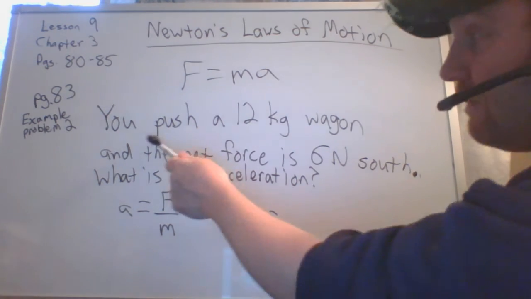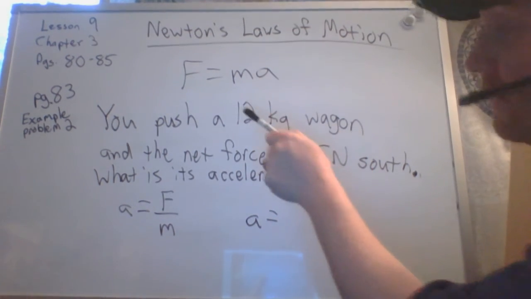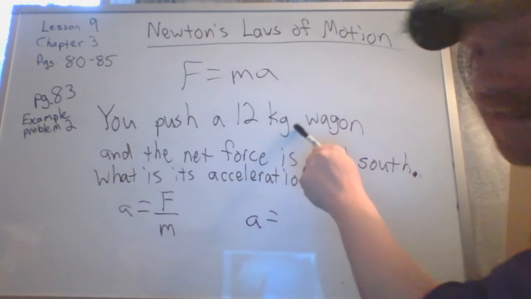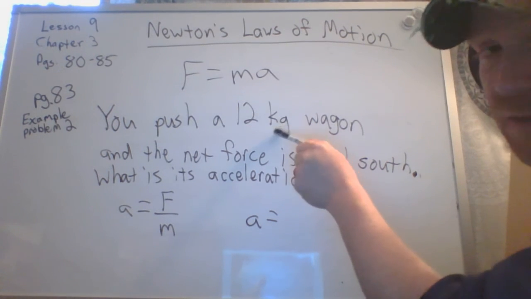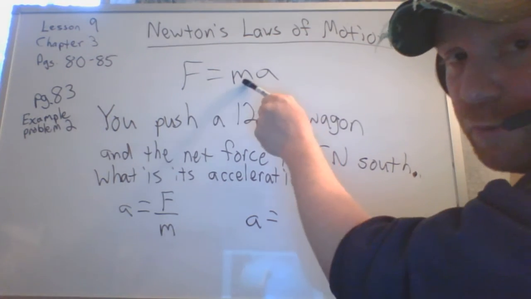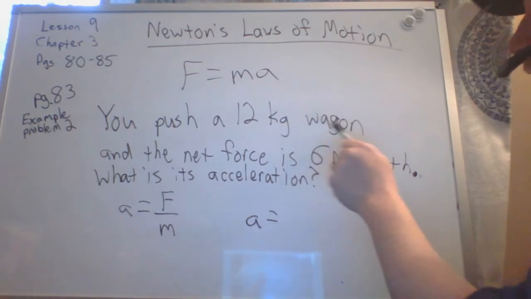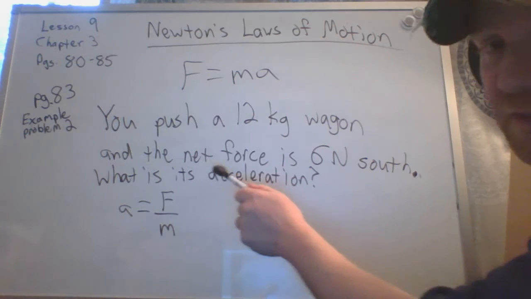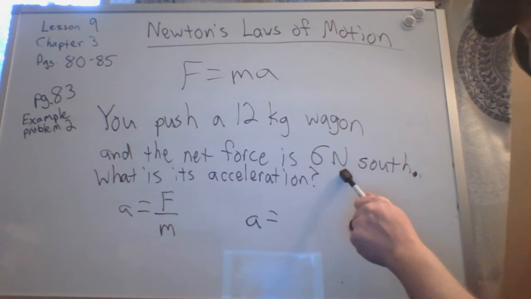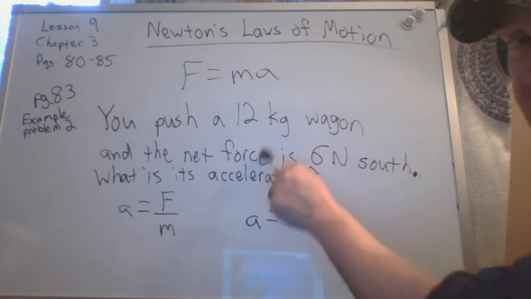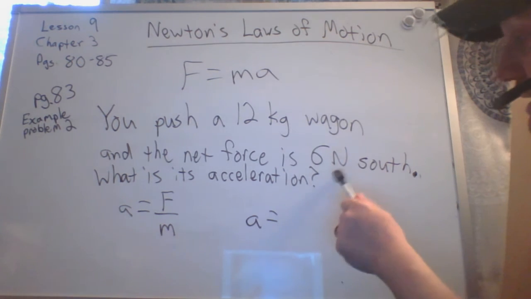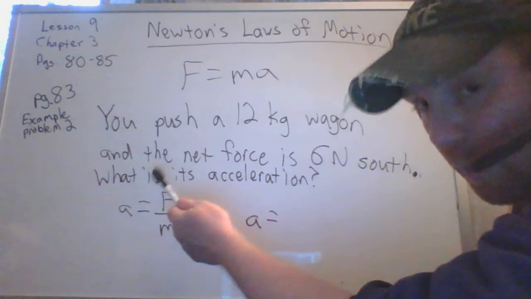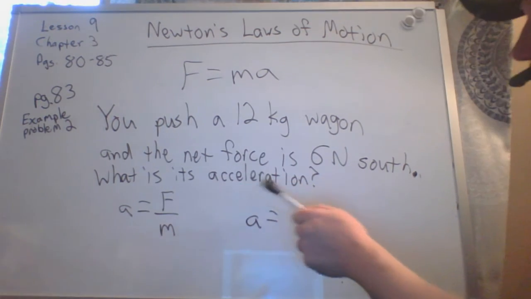The problem states you push a 12 kilogram wagon. Stop right there. 12 kg. Because you know that's kilograms, there's your mass. Boom, there's M. You push a 12 kilogram wagon, we have the mass, and this time they give us the net force. The net force is 6, notice the unit, newtons. That's a giveaway that it is the measurement of force. The net force is 6 newtons to the south. The question is asking us, what is its acceleration?